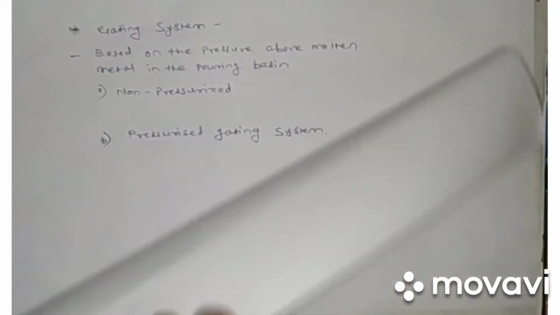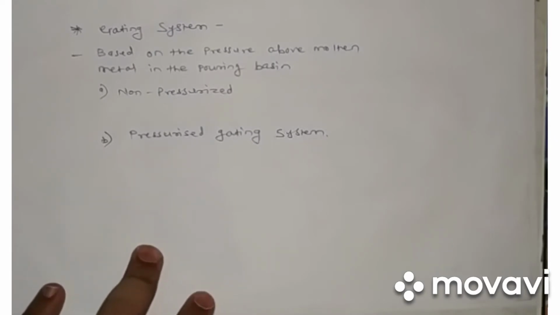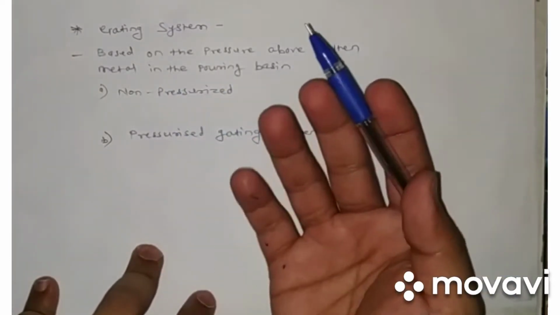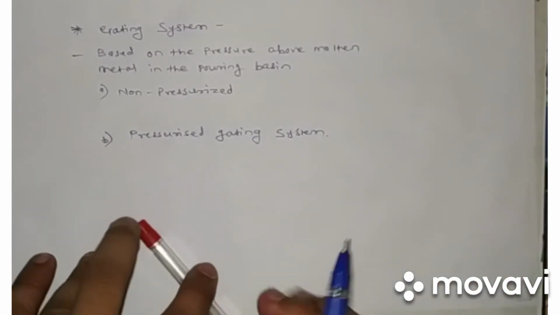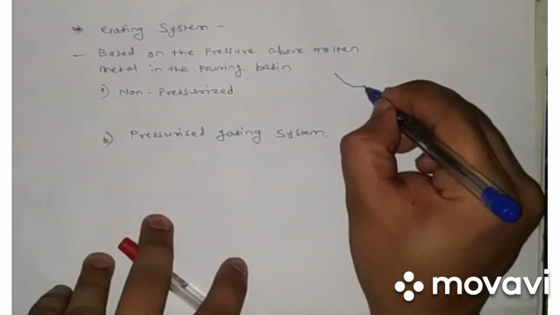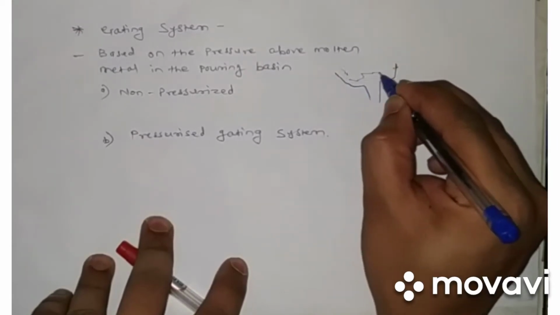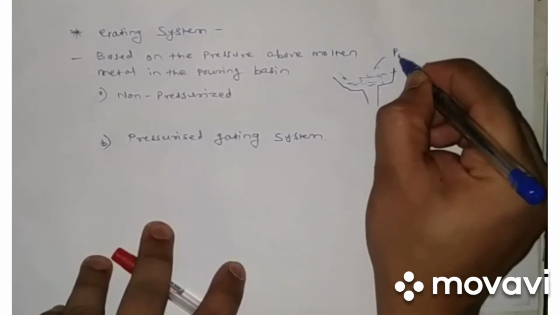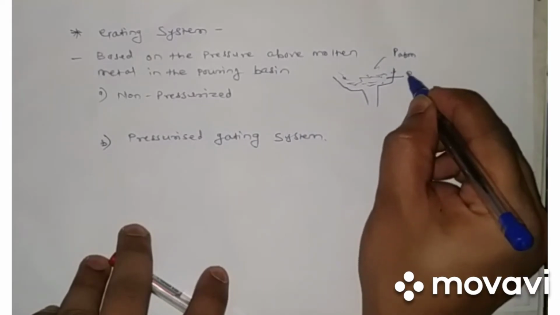Now we'll see the gating system. As I told you, the gating system design is very important, and it is based on different parameters. The first parameter is based on the pressure above the molten metal in the pouring basin. Take the non-pressurized system. If the pouring basin is open to the atmosphere, with molten metal in it, the pressure here is P atmosphere. And the pressure in the pouring basin, let's say, is P.